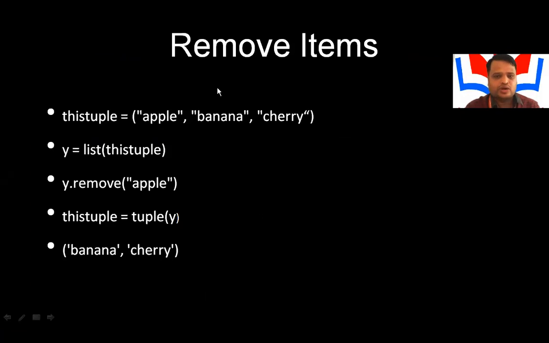First of all, we will discuss how to remove an element. How can we remove an element from the given tuple? In the first statement, you can notice that this is the tuple name, and then we have specified apple, banana, and cherry. Apple, banana, and cherry are the three elements, three objects belonging to this tuple.